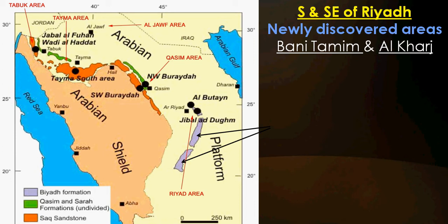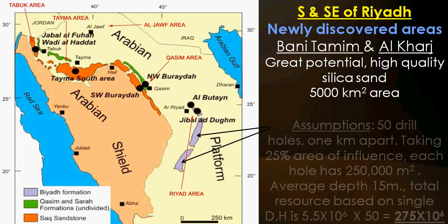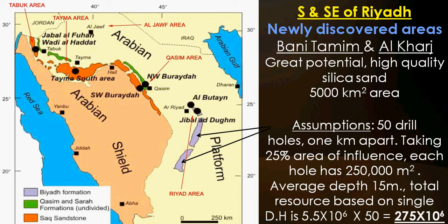Although some work was done in Al-Kharj in the 1990s, that work does not show any potential, any good quality silica sand. However, the present exploration has indicated the potential of this area, and the present team working there found good quality, in fact very high quality silica sand. This area is quite large. I will say that it is more than 5,000 square kilometers, and it extends southward into Wadi Adawasir.